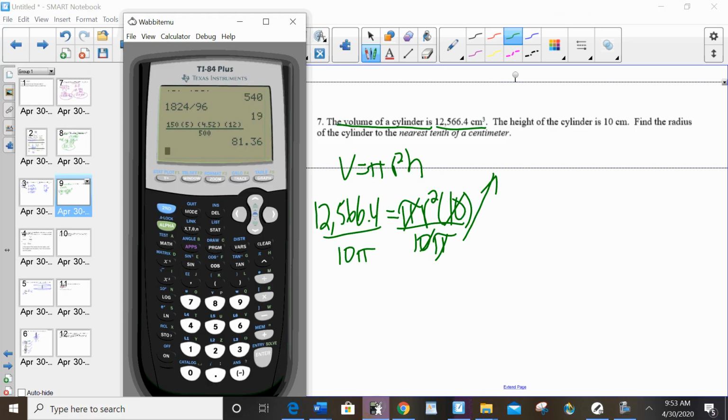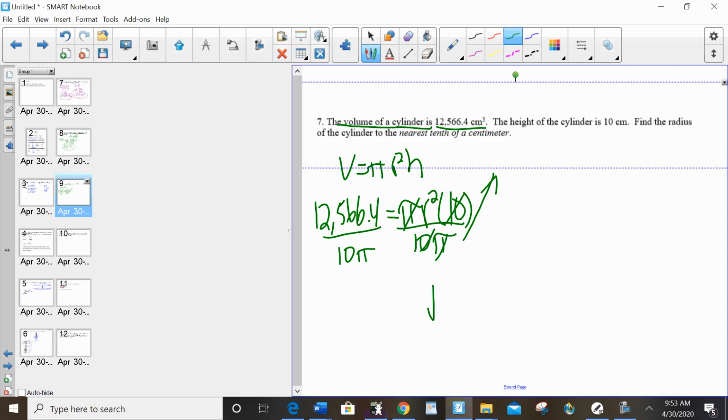12,566.4 divided by 10 pi. Alpha y equals enter. 12,566.4 divided by 10 pi. If you're not using alpha y equals enter, you're probably typing this in wrong, so be very careful with that. I get r squared equals 400 dot dot dot.